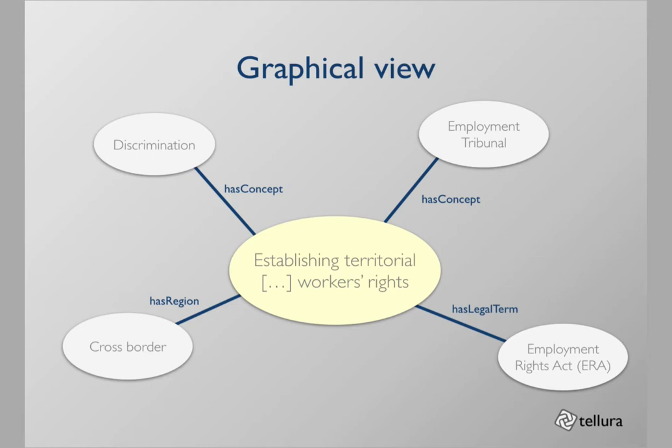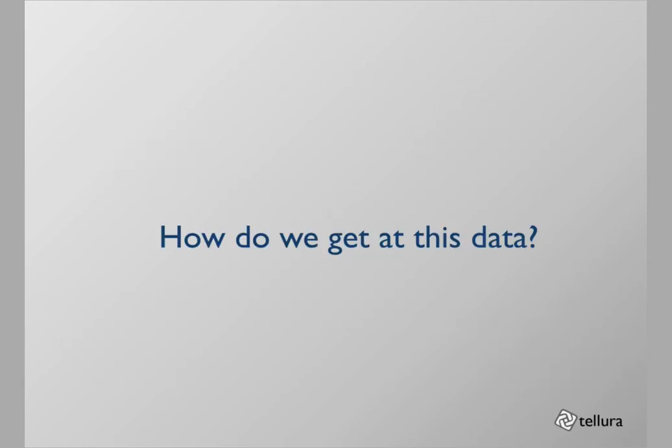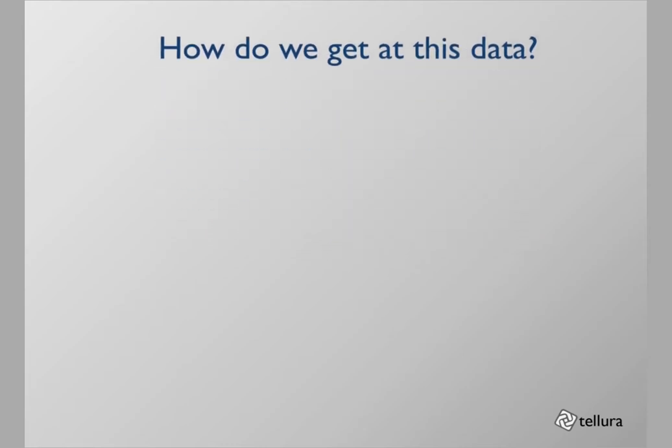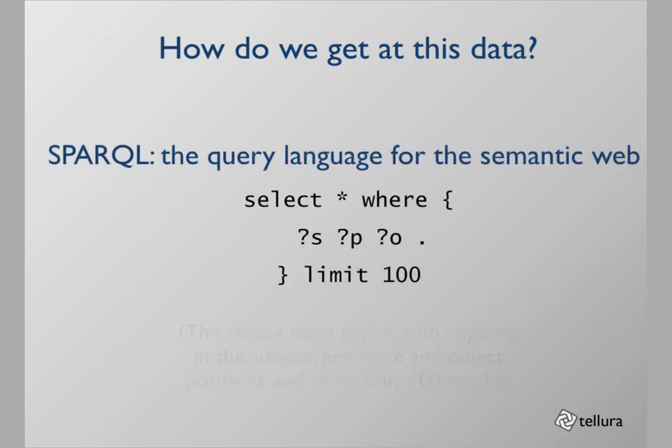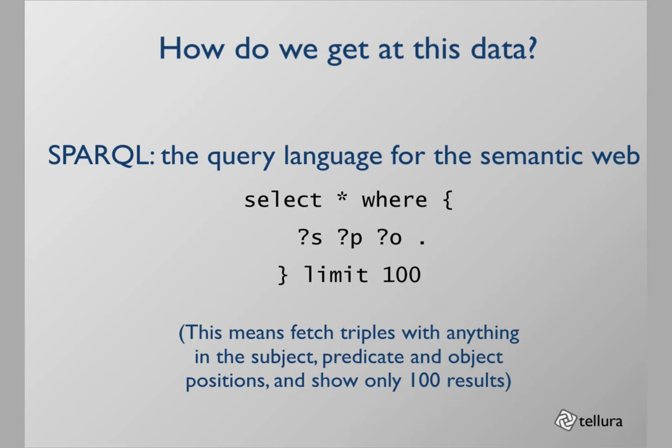But how do we actually get this data out? How do we interrogate a content graph and get useful information out of it? Well, the semantic web comes with its own language for querying graph data called SPARQL. This is a SPARQL query. Don't worry about understanding this in detail, I'm just covering its main features for today.